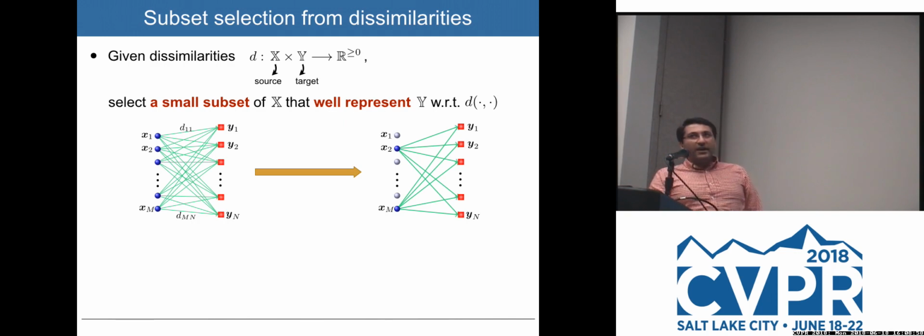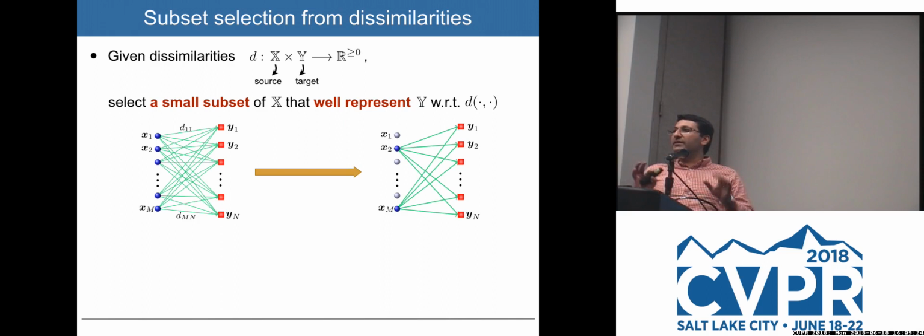So given these pairwise dissimilarities, the goal is to select a subset of my source that well encodes my target data according to these dissimilarity relationships. Okay, so the goal is, given this, I want to basically extract very few representatives from my source set that well encodes the target set.